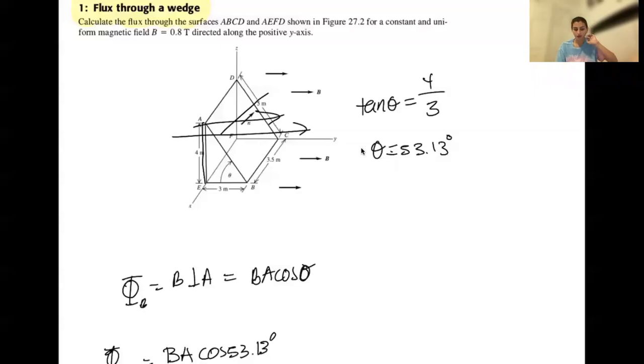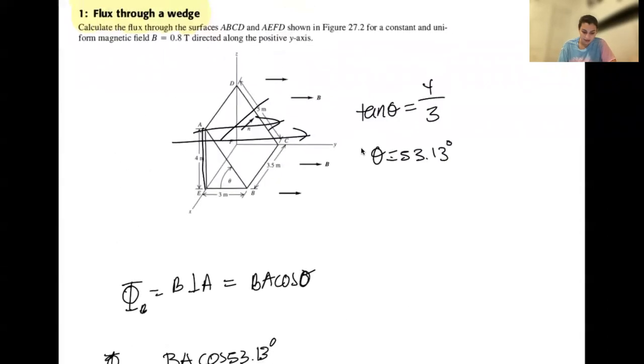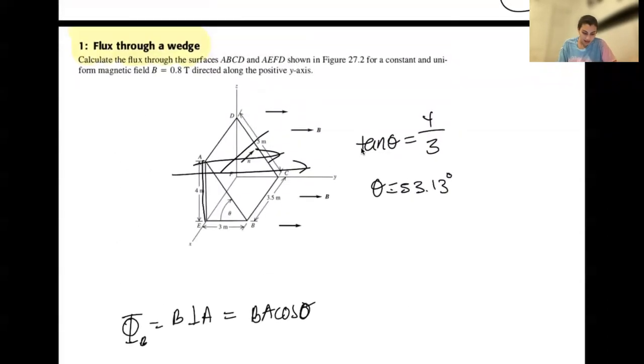Okay, this is a question from chapter 27, fundamental problems. It asks us to find the magnetic flux, given the magnetic field, for these two surfaces. So what surfaces are they? It's this surface here and this surface in the back, and then the one that's at an angle. So what do we do?